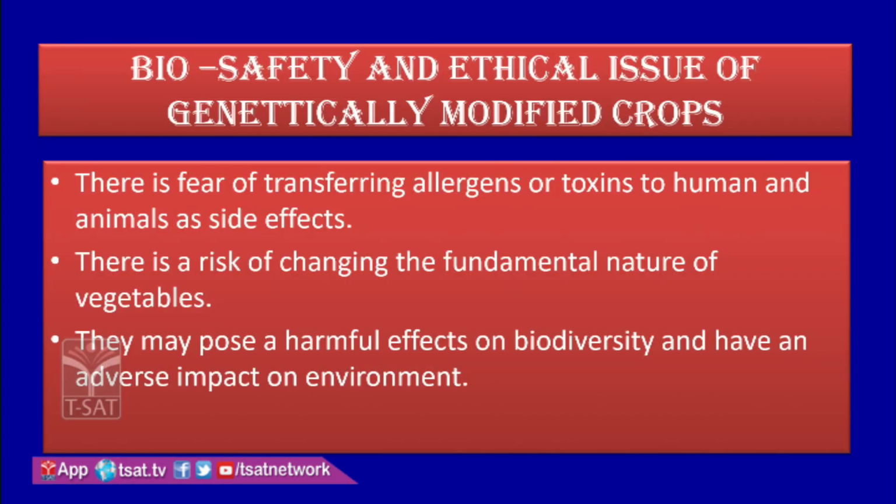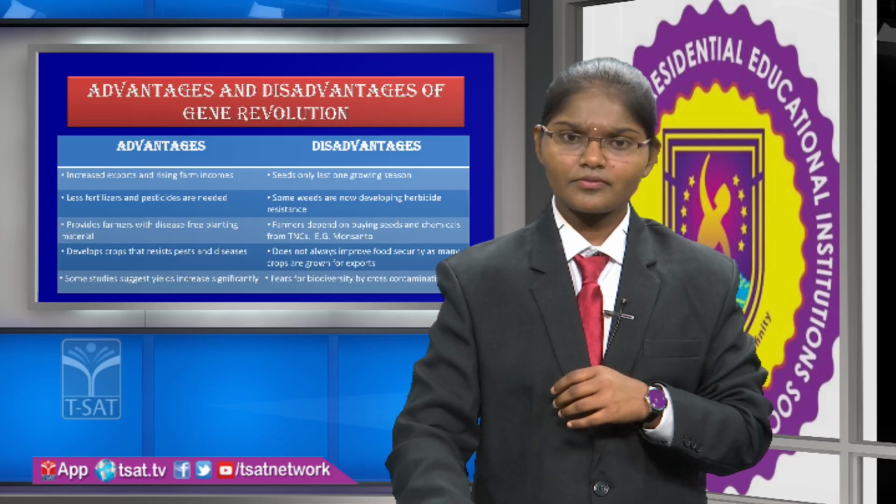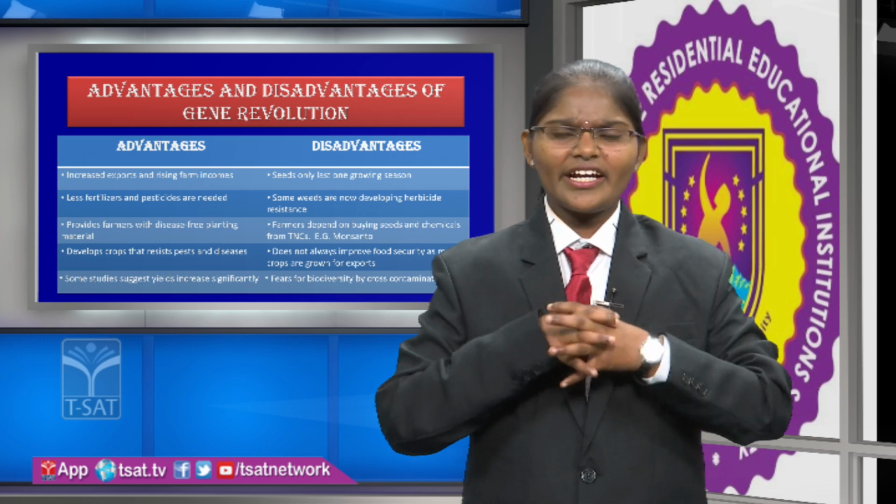Let us go for the biosafety and ethical issues of genetically modified crops. There is a fear of transferring allergens or toxins to humans and animals as side effects. There is a risk of changing the fundamental nature of vegetables. They may pose harmful effects on biodiversity and have an adverse impact on the environment. They may change the natural evolutionary pattern. Up to here it is well and good.